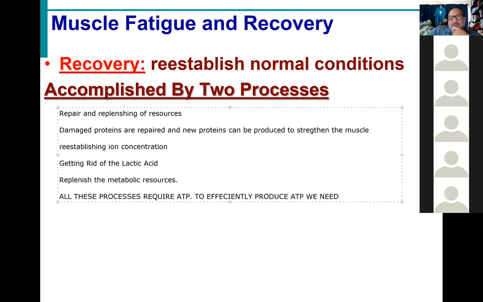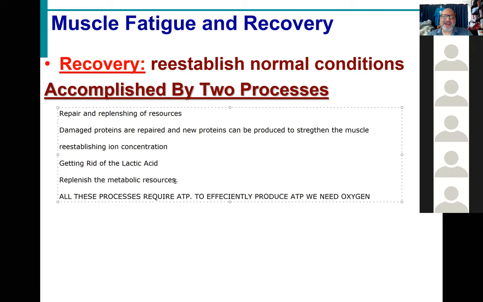What do we need if we're going to efficiently produce ATP? Not a trick question. Glucose, true, but what else are we going to need? To efficiently produce it, we don't need glucose. We need oxygen.